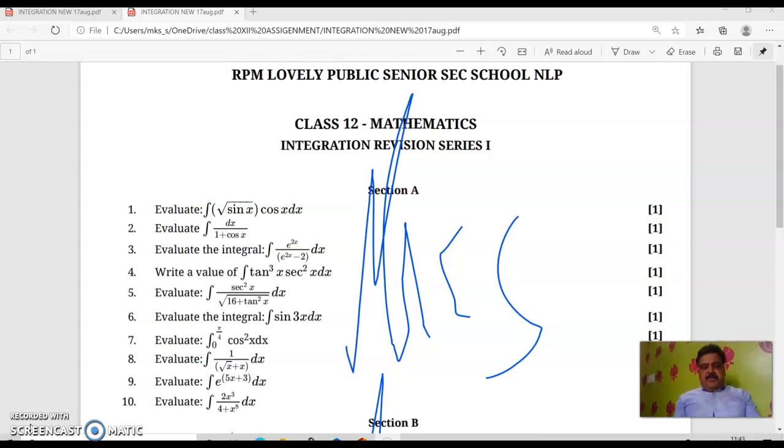In question number 7th, we have integration of cos square x dx. Forget about 0 to pi by 4; 0 to pi by 4 we have not taught you, it is a typographical error, I say.